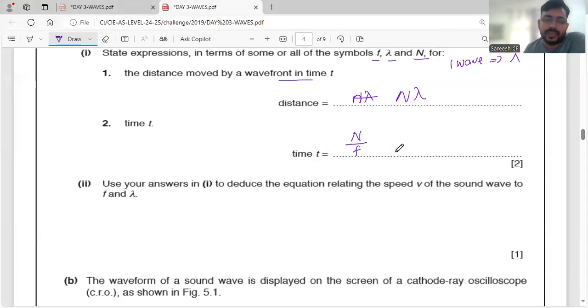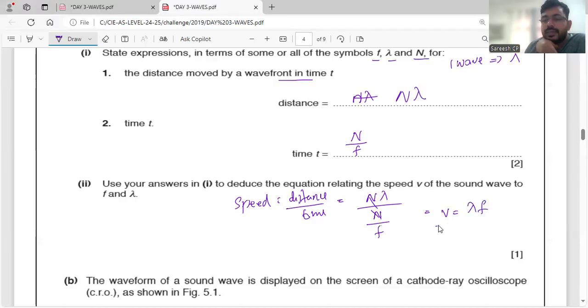which is equal to 5. Use your answers in 1 to deduce an equation for the speed of a sound wave. So we know that speed is equal to distance over time. Here the distance traveled is n lambda, and the time is n over f. n and n get cancelled, f goes up, so the speed v is equal to f lambda.